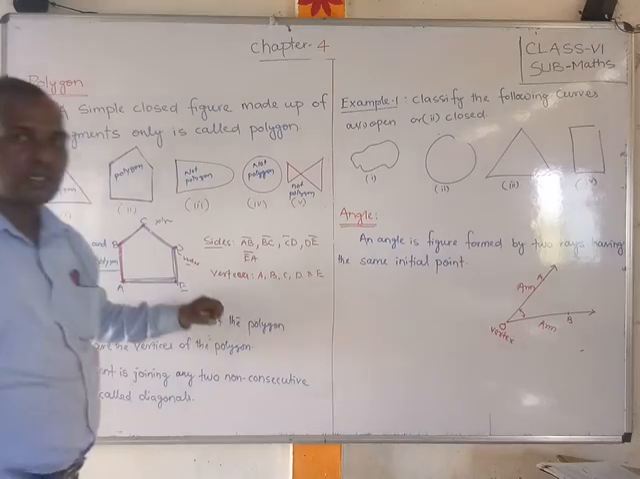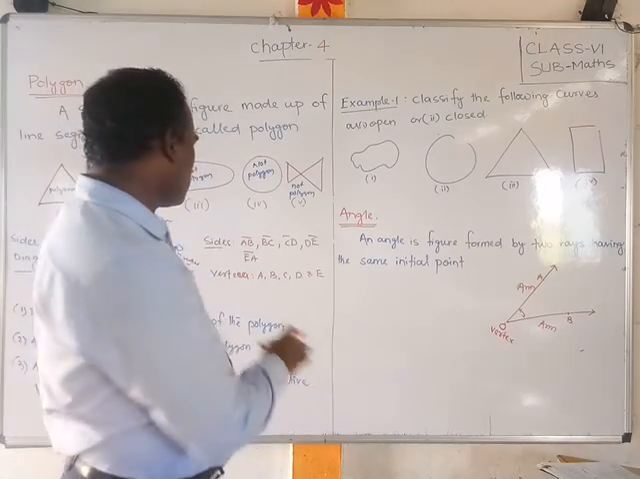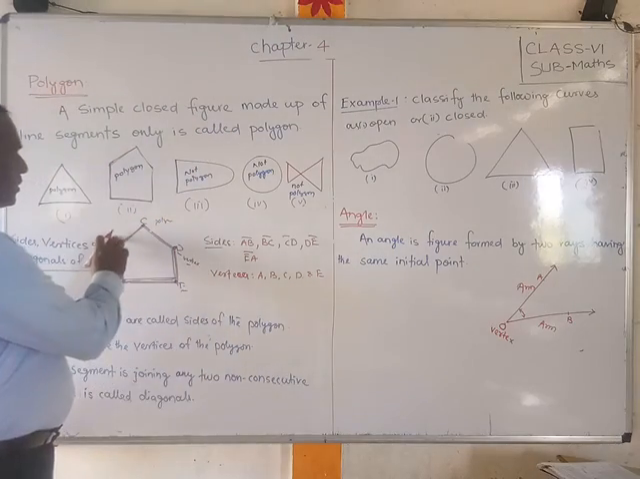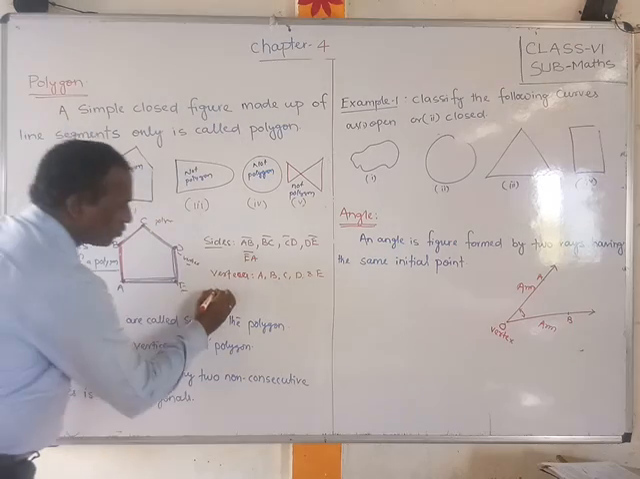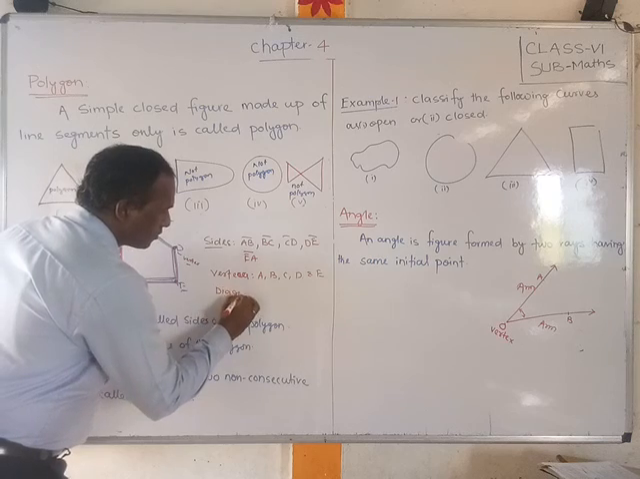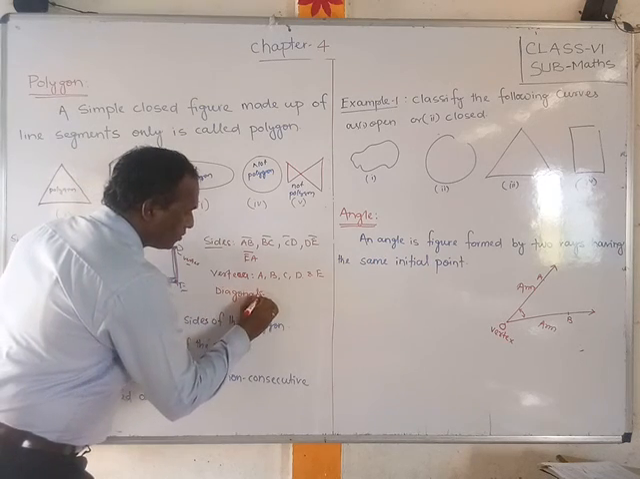Did you understand, students? What are the vertices? Yes, the corner points. So these are the vertices of the polygon. Next, students, diagonals. What are the diagonals, students?